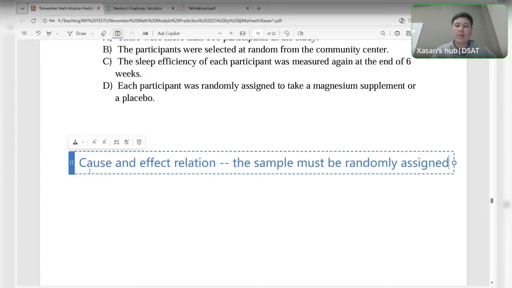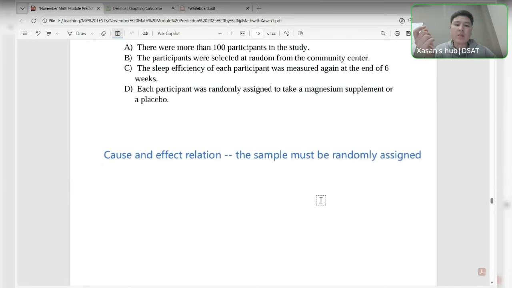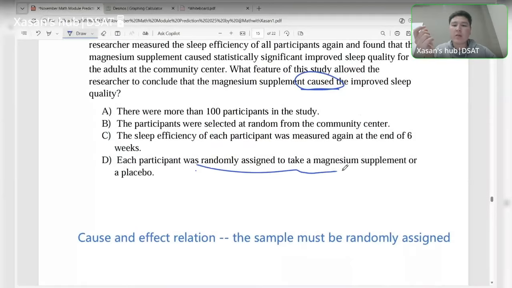That's all, guys. To determine the cause and effect relationship, if you divide your group randomly, then guys, you can easily get the cause and effect relation all the time. And here, guys, we're having the same thing. The feature that allowed the researcher to conclude is that each participant was randomly assigned to take a magnesium supplement or a placebo. That's the key point here, guys. All the other options, nothing.